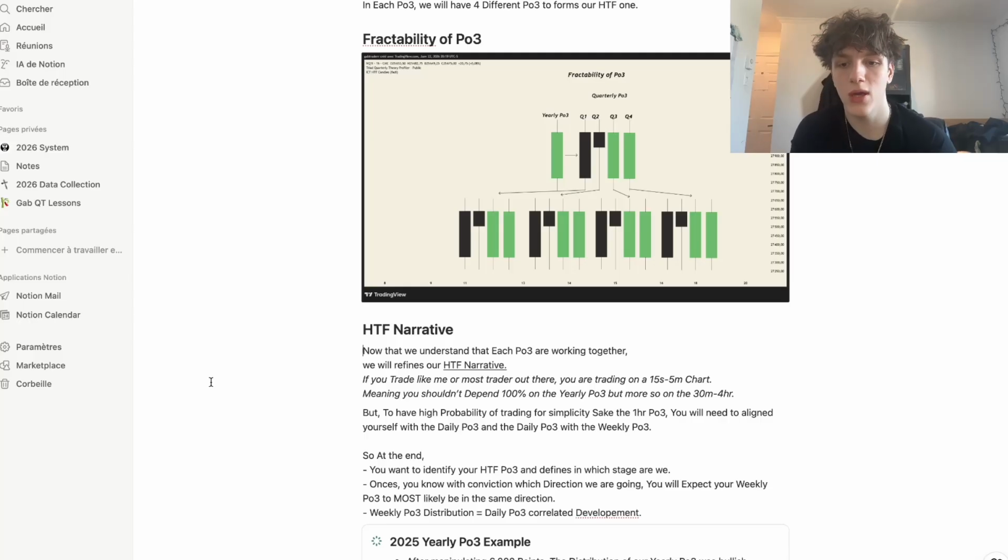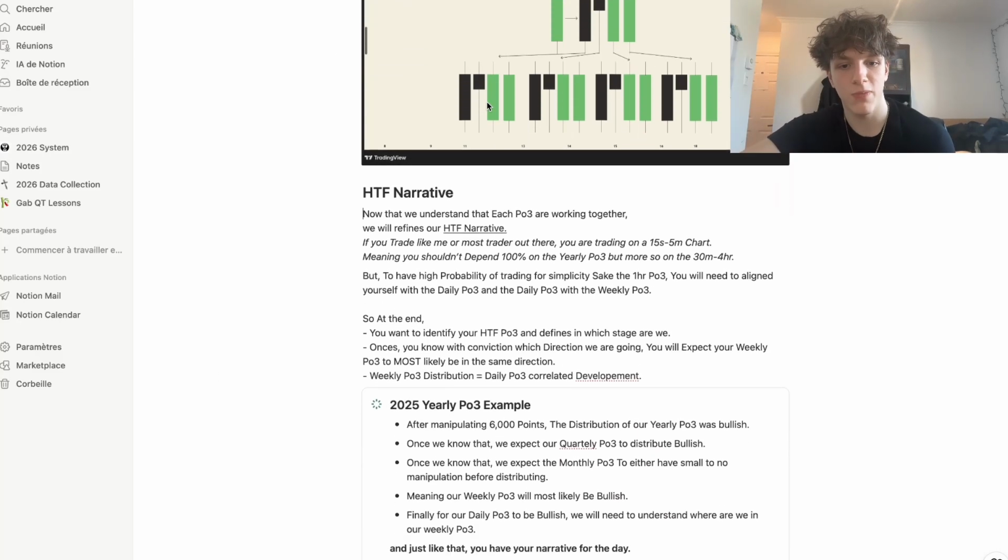the 1 hour power of 3, you will need to align yourself with the daily power of 3, and the daily power of 3 with the weekly power of 3, and go for it. So at the end, you want to identify your higher time frame power of 3 and define in which stage are we. Once you know with conviction which direction we are going, you would expect your weekly power of 3 to most likely be in the same direction.